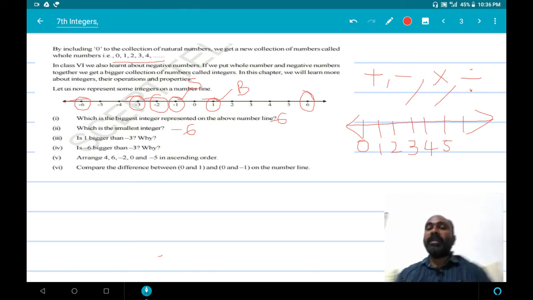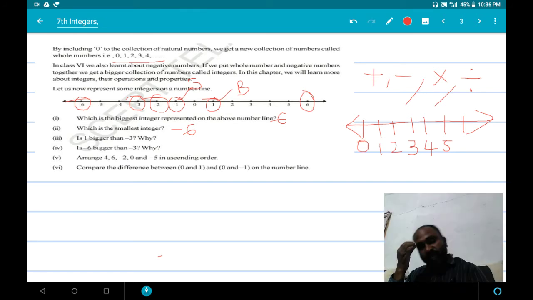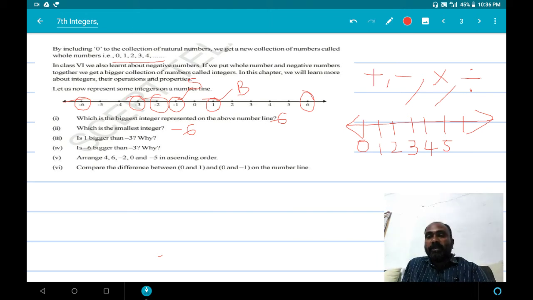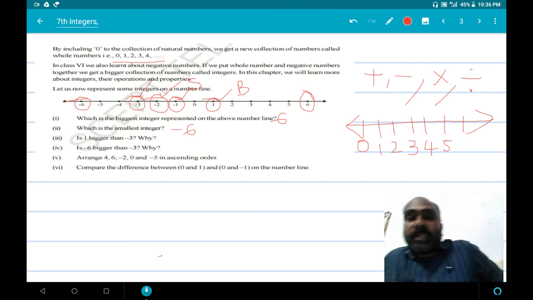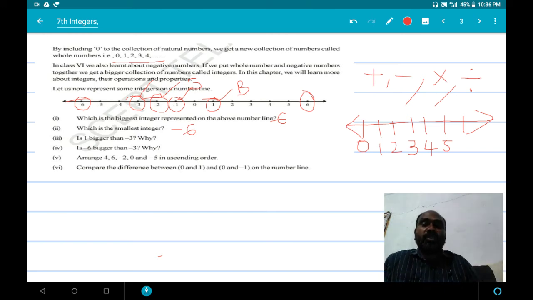Then which is left side, minus 2 or minus 3? We know minus 3 is left side. So minus 3 is smaller than minus 2. Okay. So which is bigger, minus 3 or minus 2? Minus 2 is bigger than minus 3, because minus 2 is right side of minus 3 on the number line.